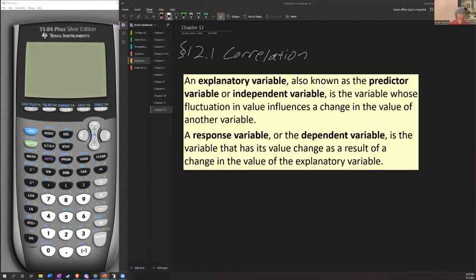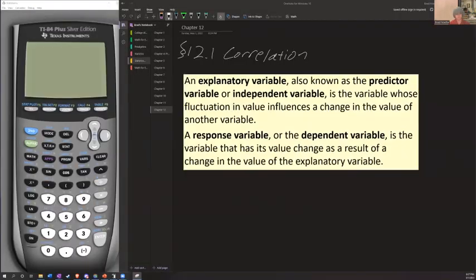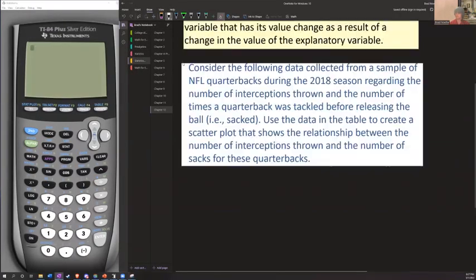Let's take a look at an example here, see what we mean. Consider the following data collected from a sample of NFL quarterbacks during the 2018 season regarding the number of interceptions thrown and the number of times a quarterback was tackled before releasing the ball, aka sacked. Use the data in the table to create a scatter plot that shows the relationship between the number of interceptions thrown and the sacks for that quarterback.